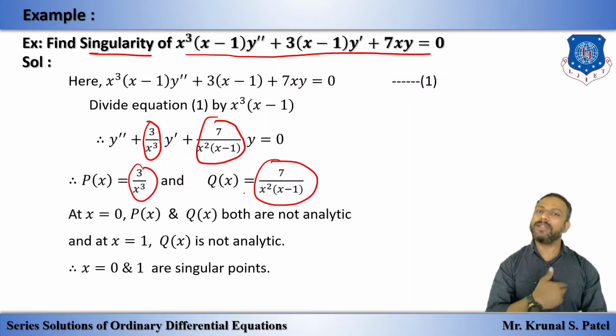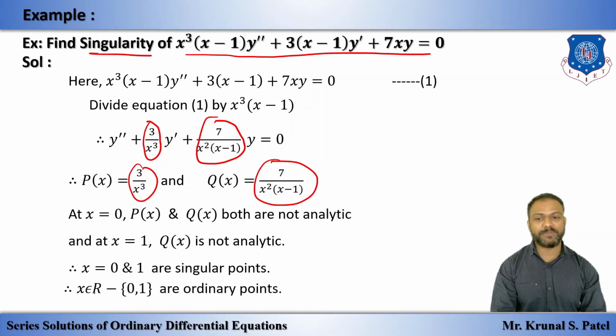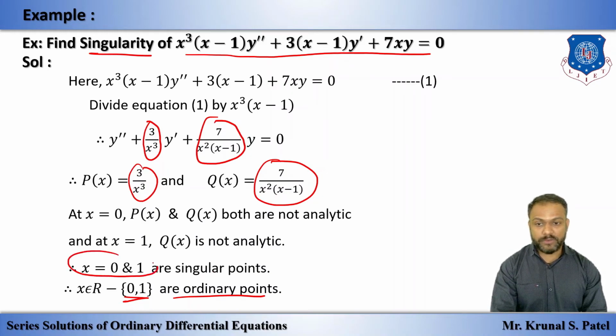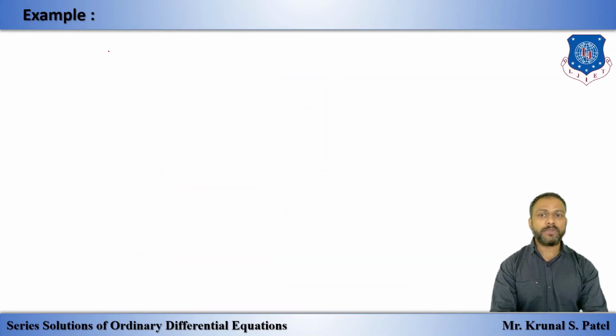So all the rest of the points, x belongs to R other than 0 and 1, become ordinary points. So we have so many ordinary points but limited singular points. Now we have x equal to 0 and 1 as singular points, so now we will classify them into regular singular point or irregular singular point. So first we will check for x equal to 0.